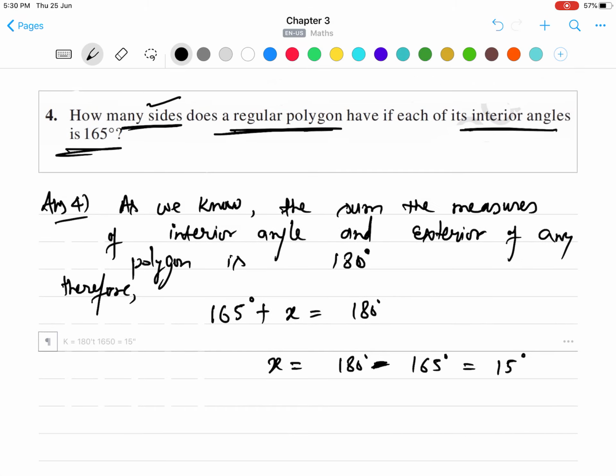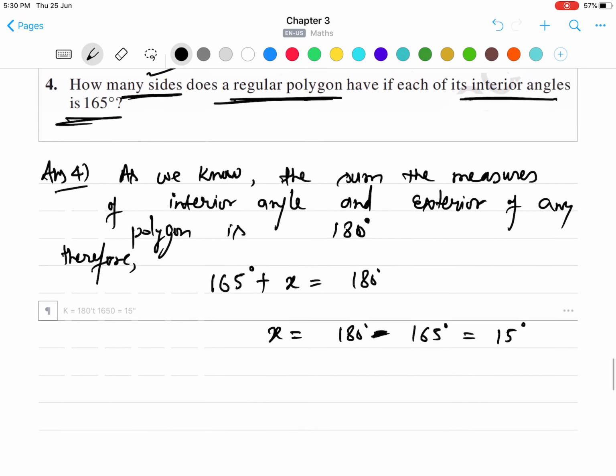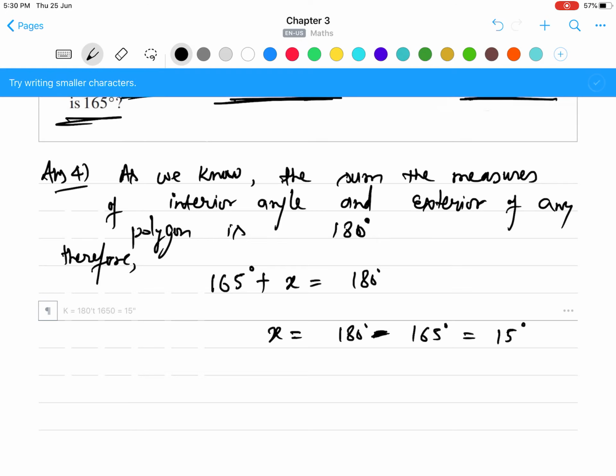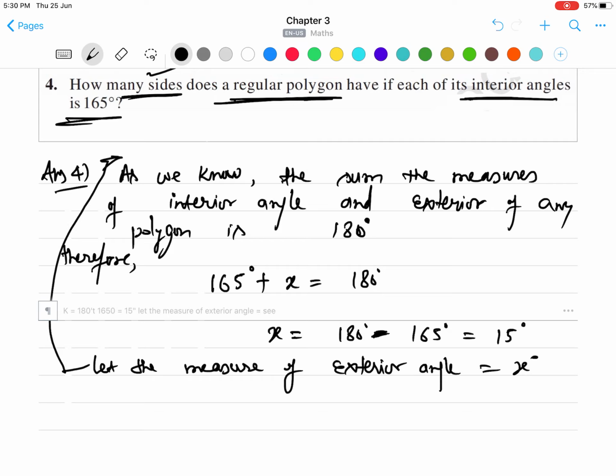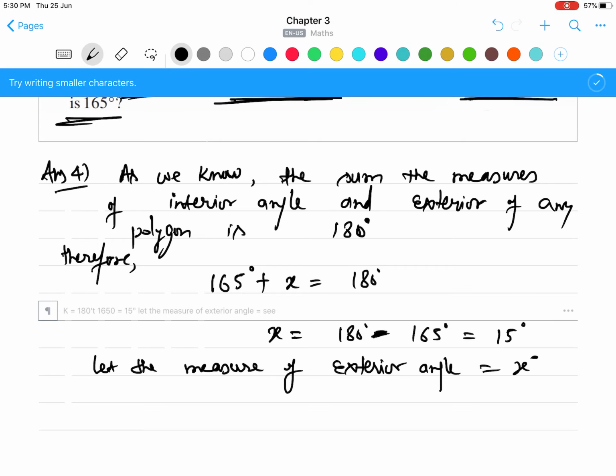Okay, so here you have to write a line. I'm writing it here, but you will write that line here before this line. That is, let the measure of the exterior angle be x degrees. You have to write this line before the first line. That means this will be the first line of the answer. Then you will calculate the value of x here.